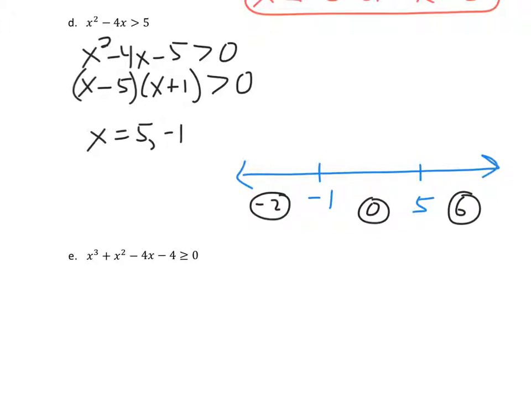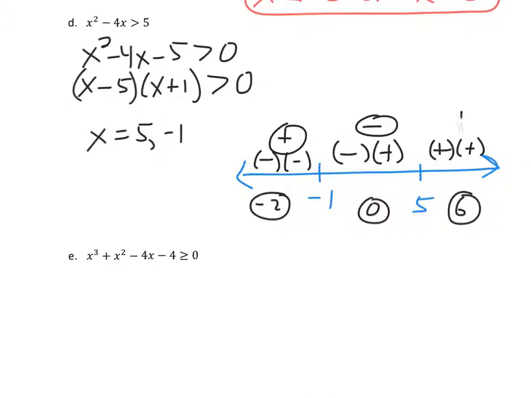And now we're going to take these values and plug them into our factored version here. So we have -2 minus 5, that's negative. -2 plus 1, also negative. So it's a negative times a negative, that's a positive. For 0, we're going to get a negative times a positive, which is a negative. And for 6, we get a positive times a positive, which is a positive.